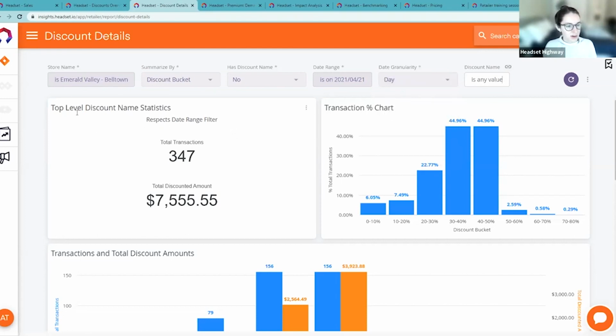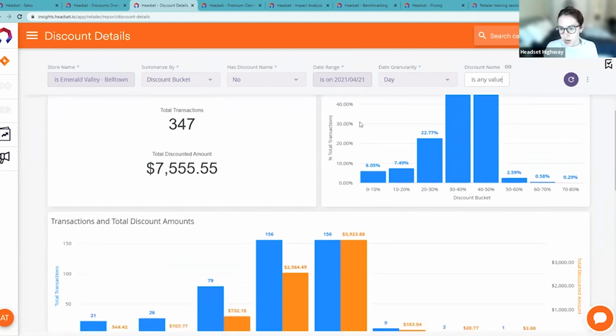Okay, so scrolling down here, we have our top level discount information, total transactions on this day, as well as what did that mean in terms of total discounted amount. So we can see that high level information. This does respect the date range as well. Just keep that in mind when you're looking at this.